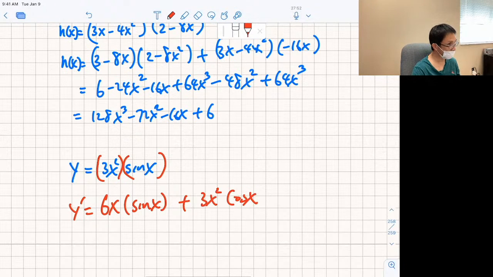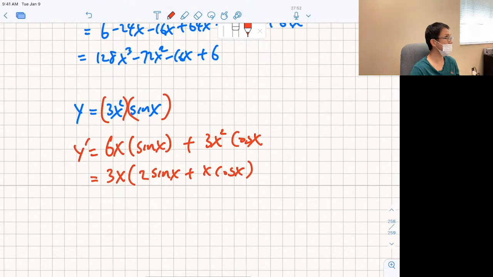And then you can factor this because sometimes it helps to factor out the GCF. What's the GCF between those two terms? x. What else? Between 3 and 6? 3. So then you can have 3x times 2 sine of x plus x cosine of x. So it can be like this, because sometimes you need to solve for zeros, and this is very helpful if you know how to factor out stuff.